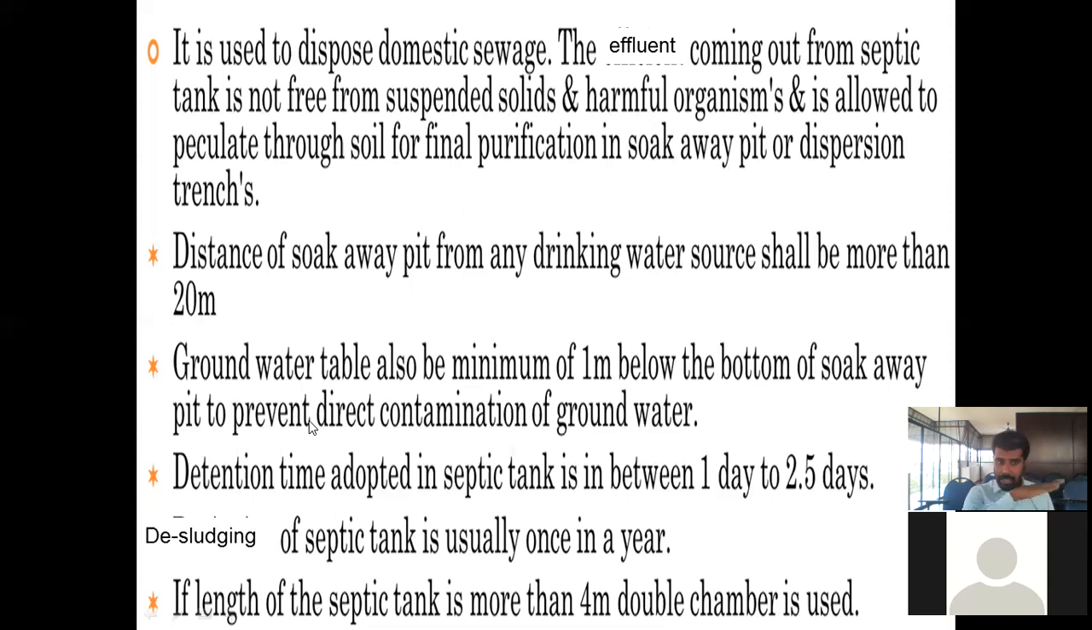So the water table means the water level inside your earth, under your soil. When you are constructing a soak away pit, you should make sure the height of the pit is such that there is at least 1 meter difference between the water table and the bottom of the soak away pit.